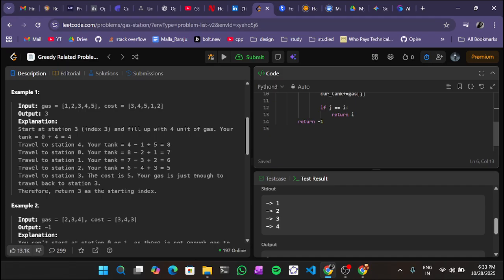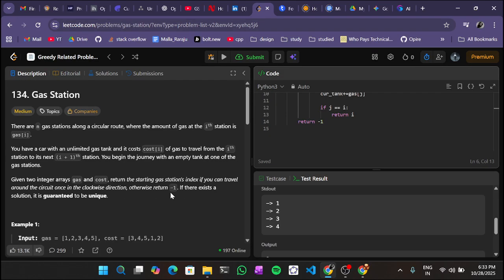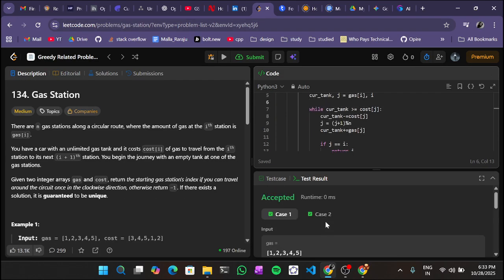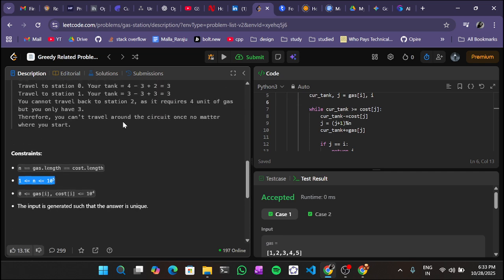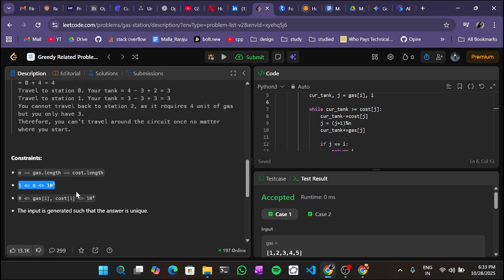Let's try submitting it. What can it handle, order of, I mean, 10 to the power of 5?